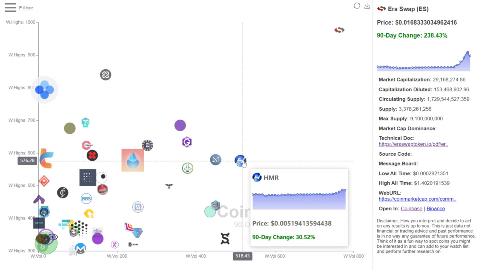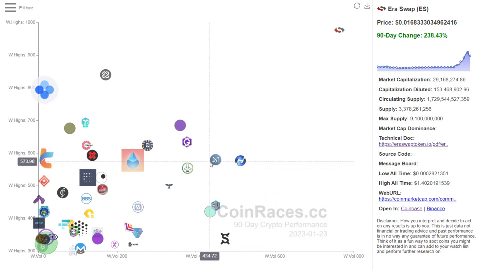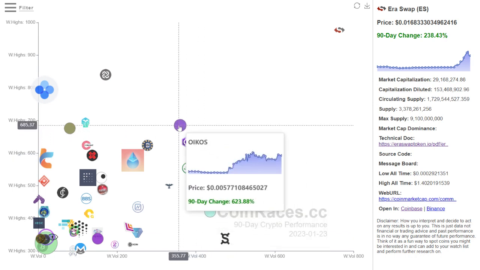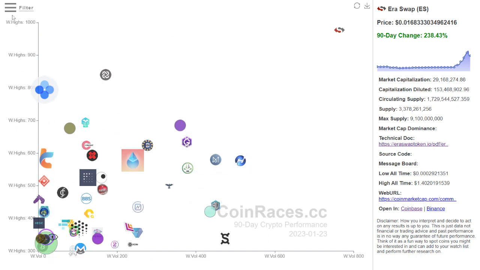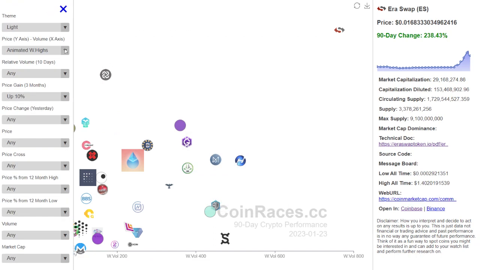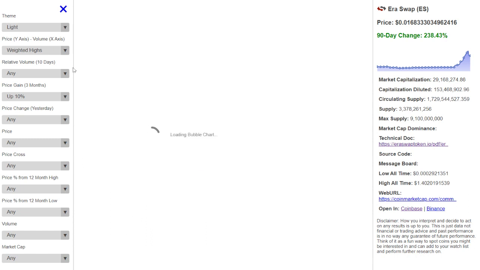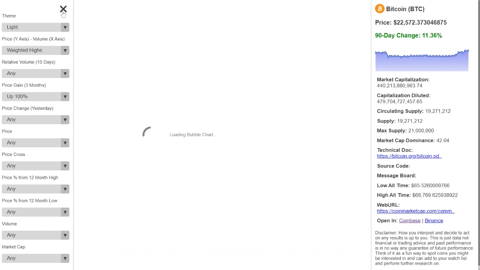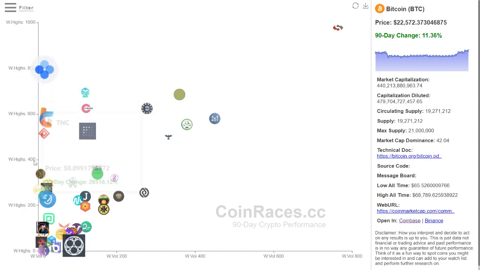If you have a look at some of these other coins, you can see 90-day change, 30%, 90-day change, 331%, 623%. So if we go back to our filter, I can get rid of the animation. I just like it for the sake of liking it. But if I go to weighted highs, and let's say change the price increase over 3 months. Let's say I want only coins up over 100%, just to clear the field a bit. So it doesn't do all the animation, but you can see here's a whole bunch of coins.